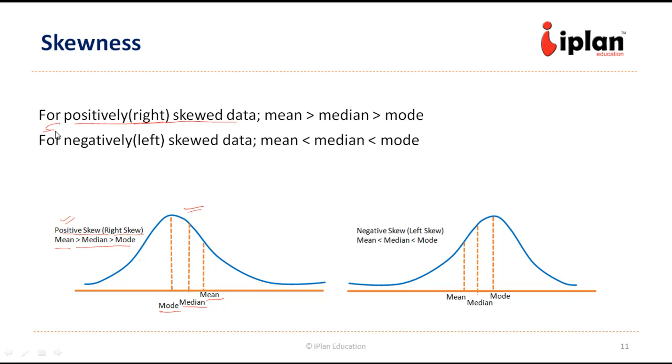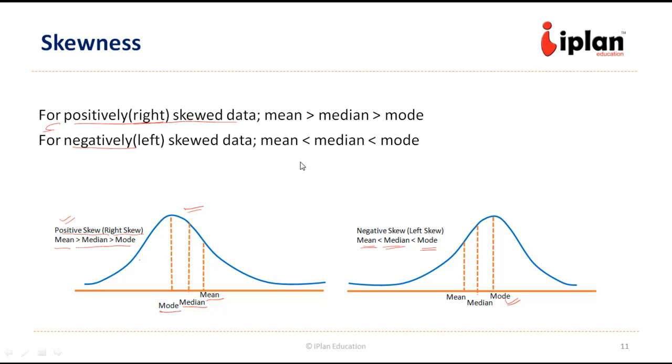Similarly, the opposite case will be negatively skewed data or left skewed data. There's more data on left hand side. So that is why the mean is going to be less than the median, which is less than the mode. So mode is going to be the highest in the case of negatively skewed data. So this was about skewness.